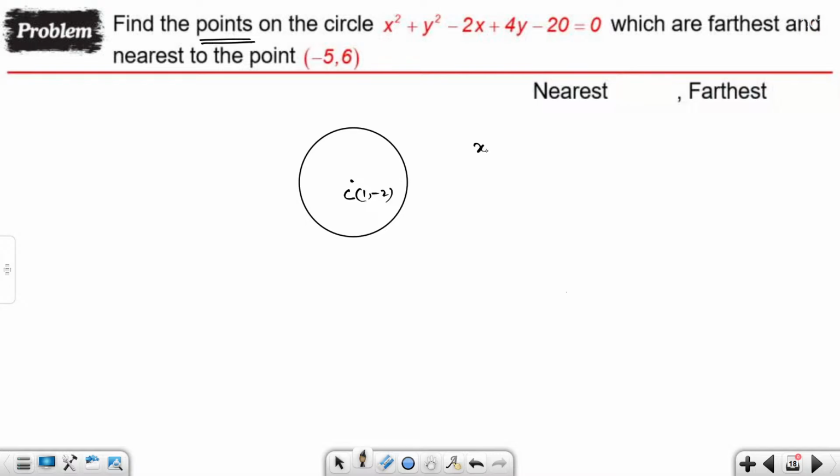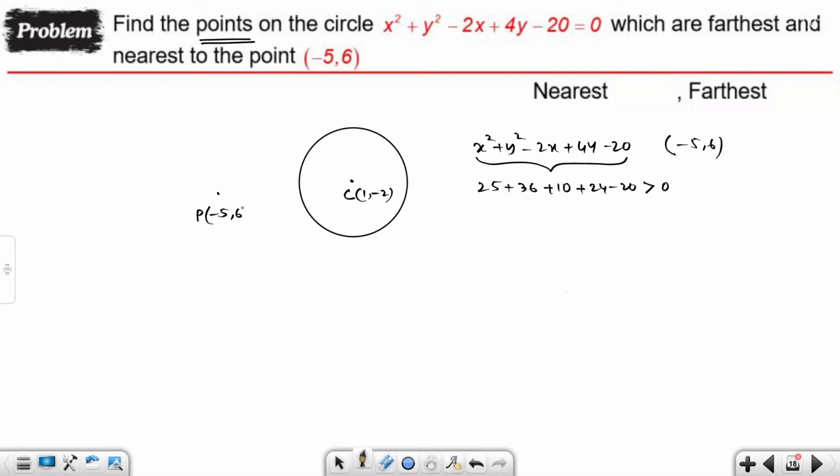All you simply do is, in this circle expression, you put the point (-5, 6). So if I put it, what we are going to have is 25 plus 36 plus 10 plus 24 minus 20. I'm not calculating this. This is definitely greater than 0. Now, if this is greater than 0, it means the point is outside the circle. The point is outside the circle. Okay?